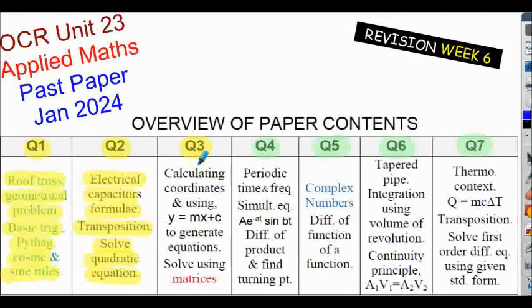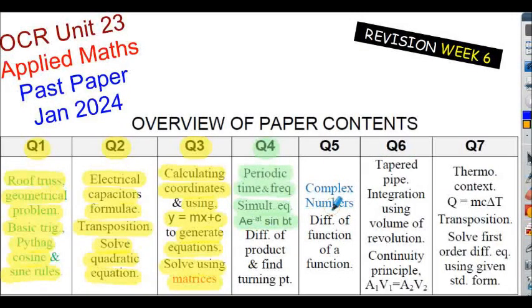In question 3 we're given a triangle, given xy coordinates for the various points, and we are asked to calculate specific coordinates of the triangle, for example mid-length, and then using the equation of a straight line y equals mx plus c, we have to generate two equations which are then solved simultaneously using matrices, a 2 by 2 matrix. Question 4 requires us to understand the formulae for periodic time and frequency. Then we have to generate simultaneous equations of this format here, and we have to solve the equations. And finally we have to differentiate a product and find the turning point.